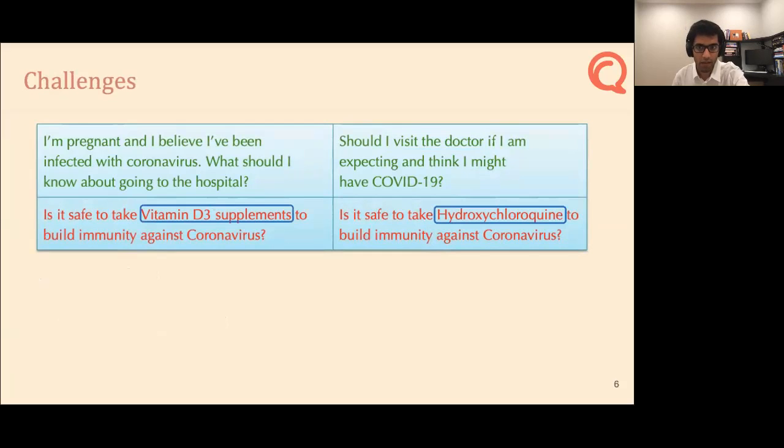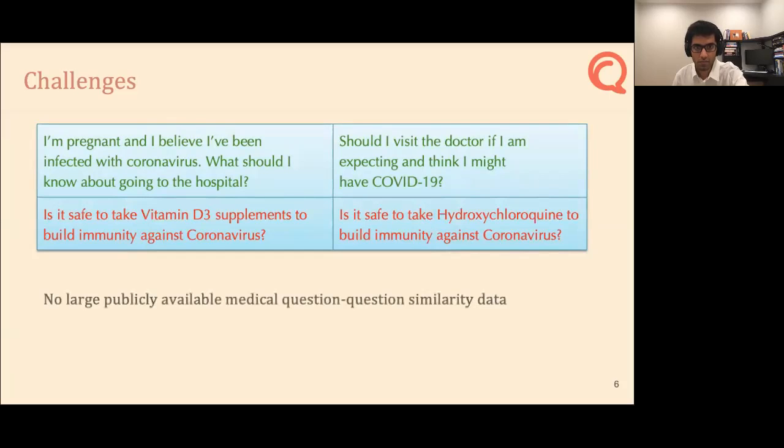Similarly, in the second example, it is important to understand that vitamin D3 supplements are very different from hydroxychloroquine in the context of building immunity against coronavirus. So therefore, two of these questions, one asking about the supplements and another asking about hydroxychloroquine, are very different, even though they differ in just a single term, which is the medication. Also, there exists no public question similarity dataset at a scale where these differences can be effectively encoded to learn a similarity function.